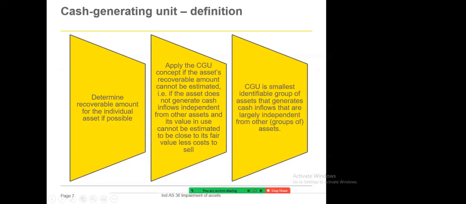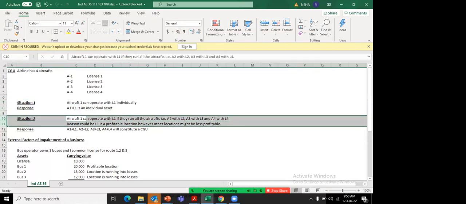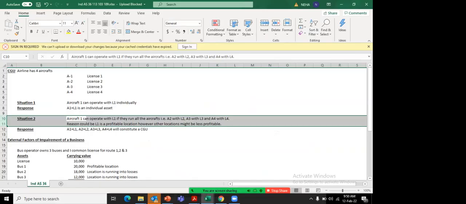However, it says apply the CGU concept if the asset's recoverable amount cannot be estimated. So now in the second situation, we have our CGU. Why? Because aircraft 1's license is dependent on the other licenses also. So if it is not possible for you to estimate the recoverable amount of one specific asset, why is it not possible? Because now we have a CGU instead of a specific asset. So that is situation 2, where we have one CGU instead of one asset.